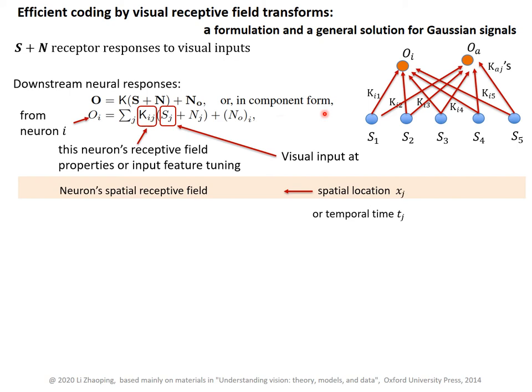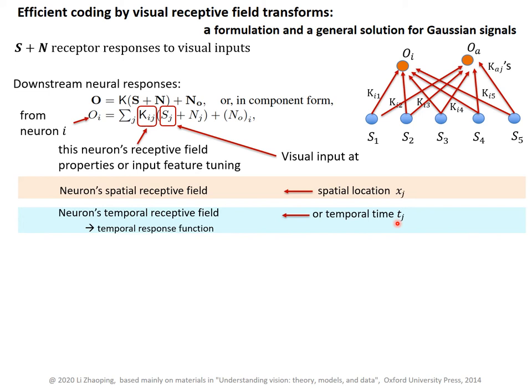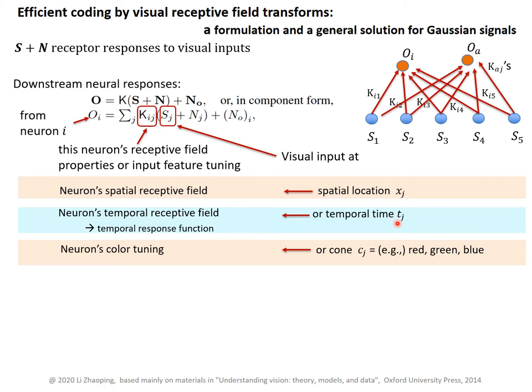And Sj can also describe input at time instant tj. In such a case, the encoding transform K describes the neuron's temporal receptive field, and we can use this to get a neuron's temporal response function. Sj can also describe visual inputs from different cones, so different j's for different cones, then Kij describes a neuron's color selectivity and color tuning.